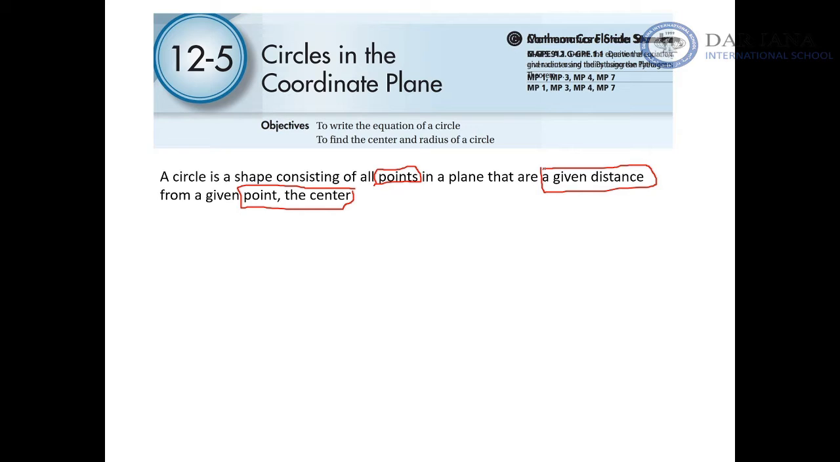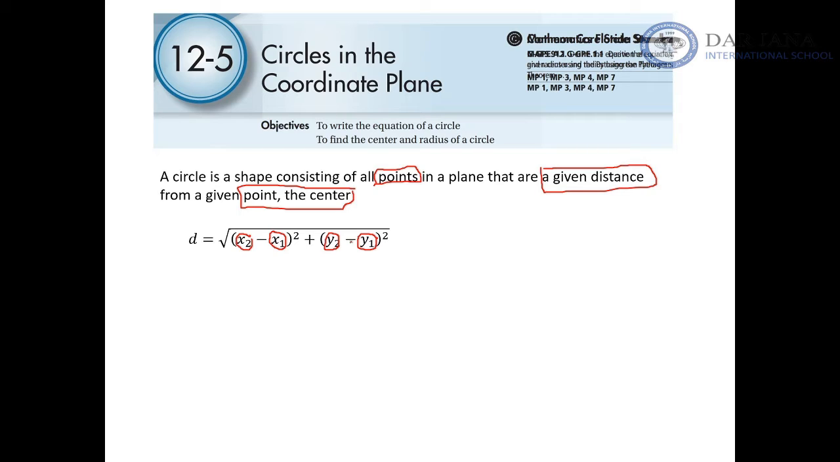Since we are working in the coordinate plane, if I have the coordinates of 2 points, I can calculate their distance using the following formula. The distance between 2 points is equal to the square root of x2 minus x1 squared plus y2 minus y1 squared. As you can see here, I have 2 points. The first one has coordinates x1, y1, and the second one has coordinates x2, y2.